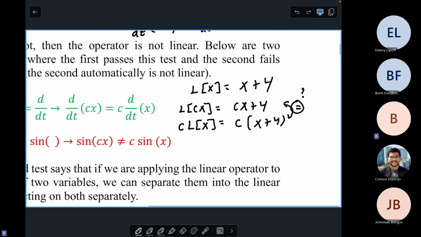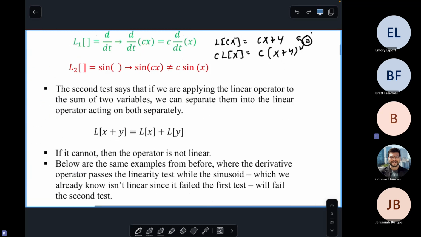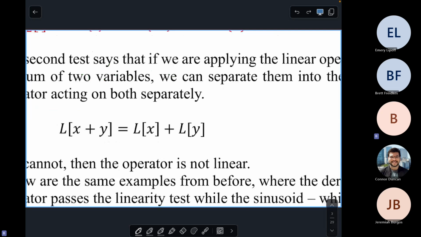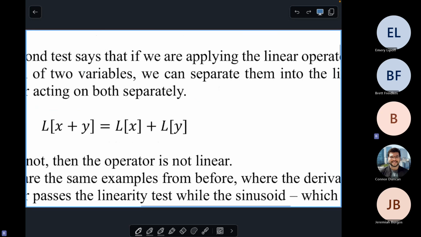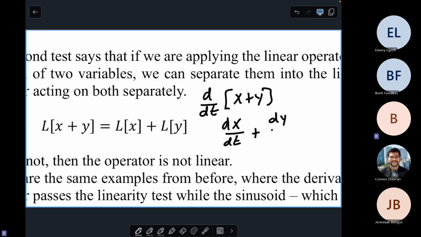No, because you might have something like x squared that looks like it's kind of multiplied, x times x, but that's not a linear operator. That's the first test. The second test is that if you were to add the summation of x and y, can you separate those operators? Basically saying we know that d/dt or whatever is a linear operator. If I were to do x plus y, that is equivalent to dx/dt plus dy/dt.